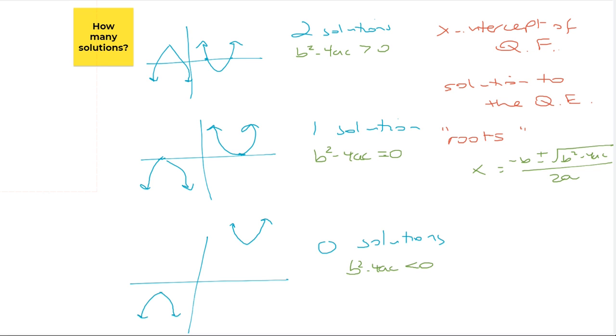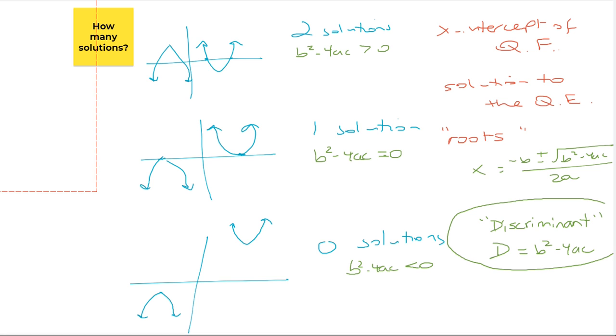The mathematical word for this stuff that's under the square root sign is called the discriminant. The discriminant, D, big capital D, is equal to b squared minus 4ac. So the discriminant helps us to discriminate between how many solutions we're going to have. Let's do a quick example using the discriminant on the next page.